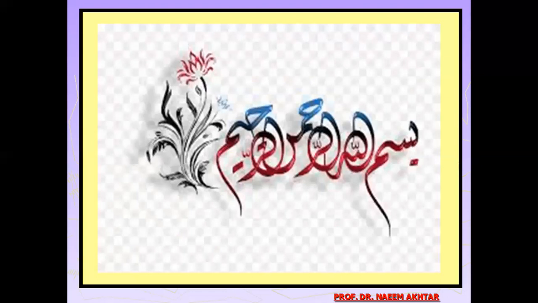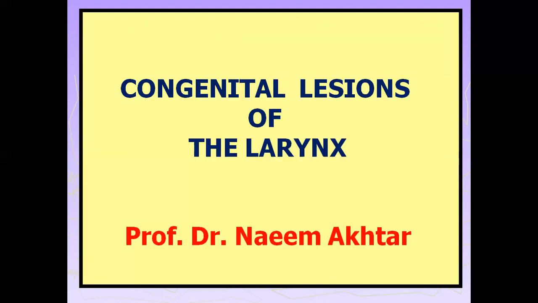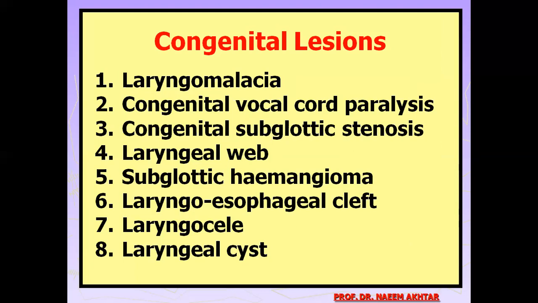Bismillahirrahmanirrahim. Today we will discuss the congenital lesions of the larynx, and then we will discuss the tracheolaryngeal trauma as well. First, congenital lesions of the larynx. The important ones are laryngomalacia, congenital vocal cord paralysis, congenital subglottic stenosis, laryngeal web, subglottic hemangioma, laryngoesophageal cleft, laryngocele, and laryngeal cyst.